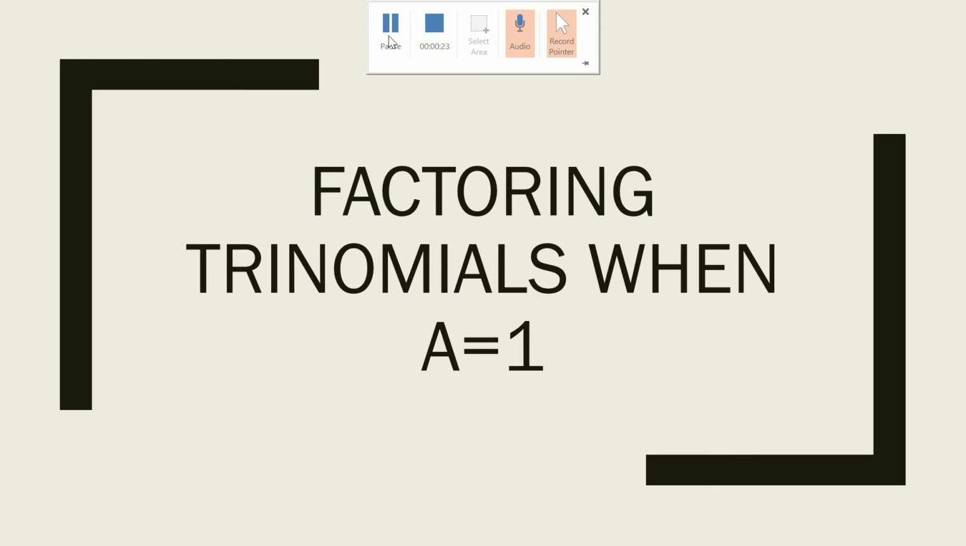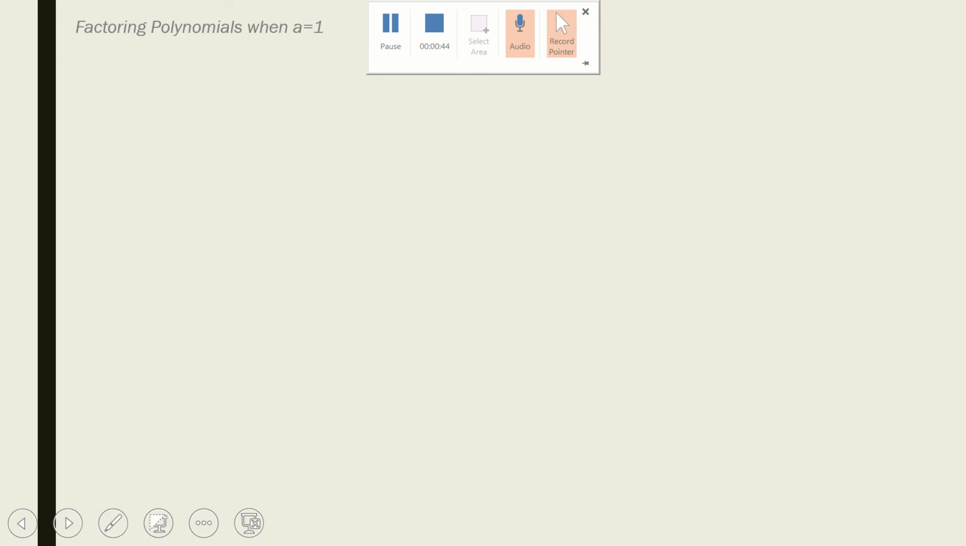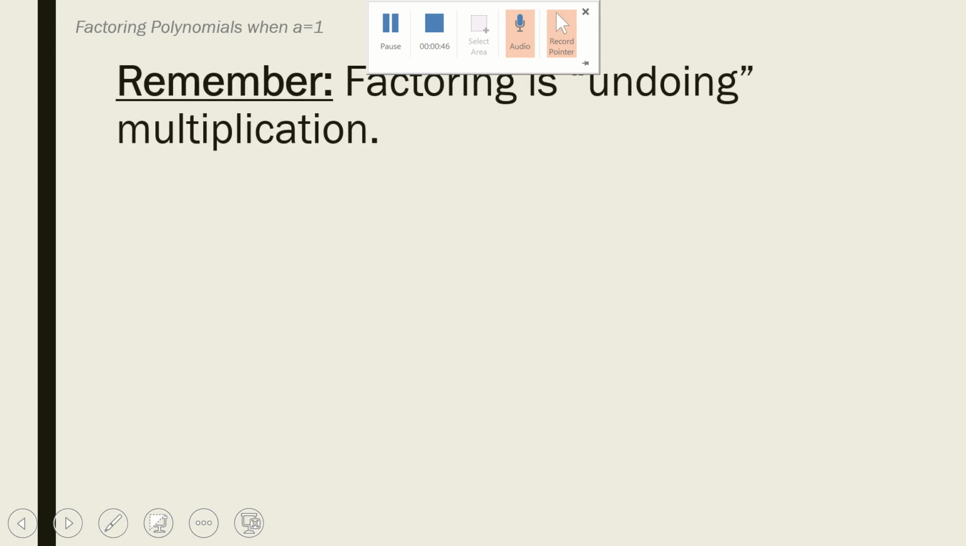So remember, a quadratic trinomial is a polynomial that has 3 terms. That's the trinomial part. And quadratic means that it has a degree of 2. So the highest exponent on your variable in the trinomial is a 2. So let's take a look. And what we have to remember is that when we're talking about factoring, we are essentially undoing the multiplication.